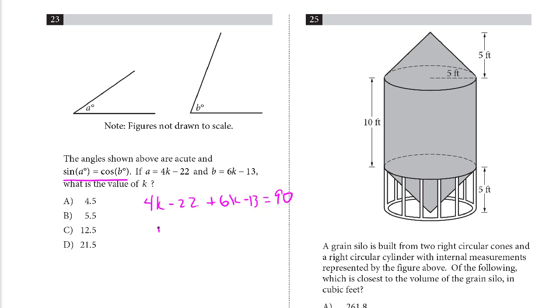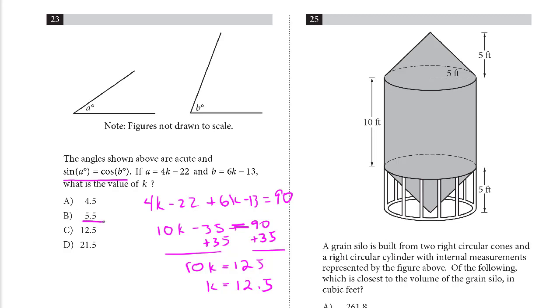Here's where I messed up. 4k plus 6k is 10k minus 22 minus 13 is minus 35 equals 90. I added 35 to both sides, and for some reason I was subtracting 35 from 90 on the right side. Bad. 10k equals 125. K equals 125 divided by 10, or 12.5. The correct answer for 23 is C, 12.5.